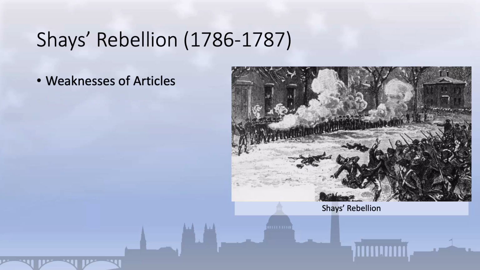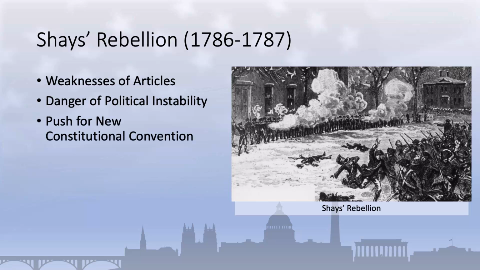The rebellion highlighted the weaknesses of the Articles of Confederation and the dangers of political instability and unrest. It also demonstrated the importance of a strong central government with the power to regulate commerce and provide for national defense. And perhaps most importantly, it gave impetus for calls for a new constitutional convention to address these weaknesses.